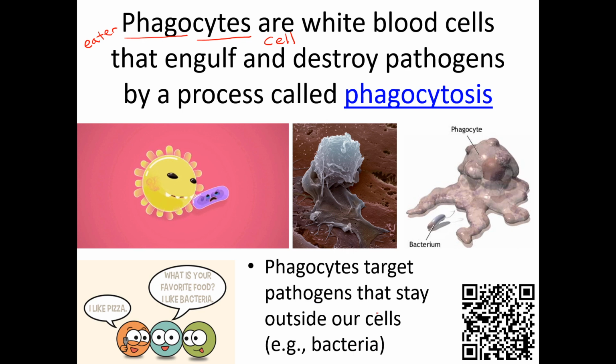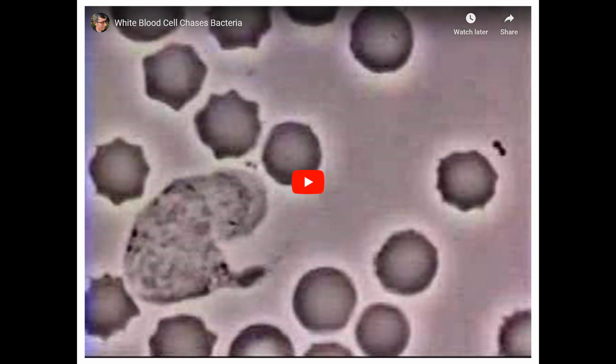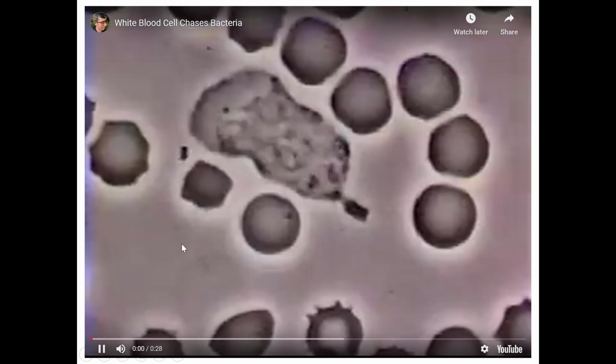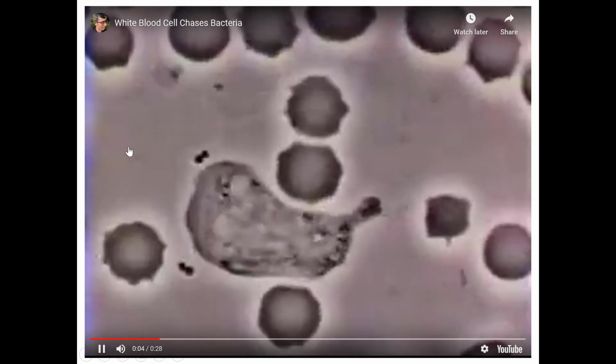I want to show you guys a video of a phagocyte chasing after a bacteria inside of a sample of blood. And this is a view in a microscope, of course. So to help orient you here, each of these circles that's almost perfectly round is a red blood cell. This big blob that's right here is a white blood cell. And this little tiny thing it's chasing after, that's a bacteria.